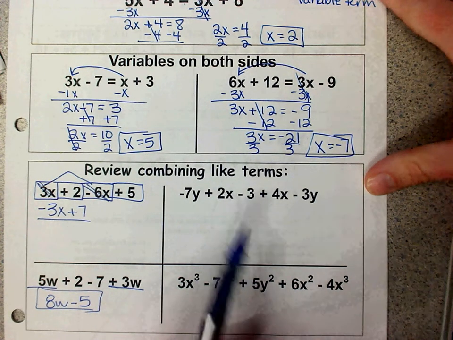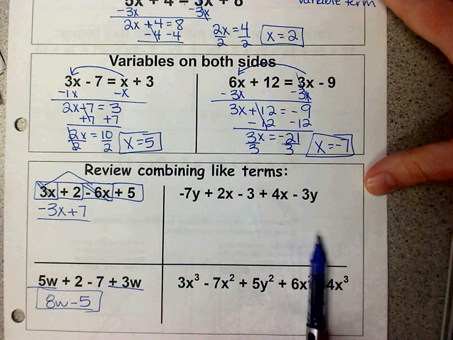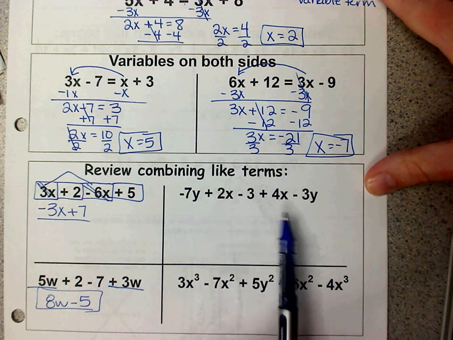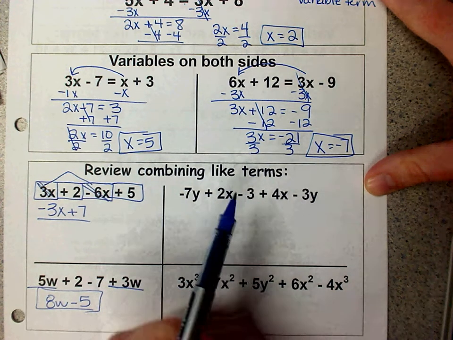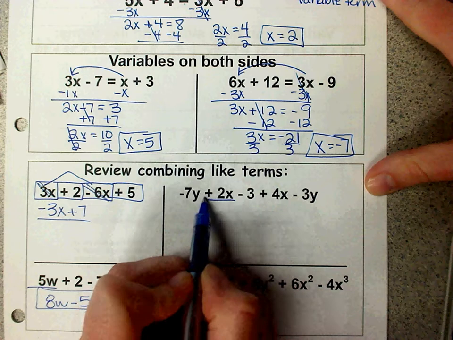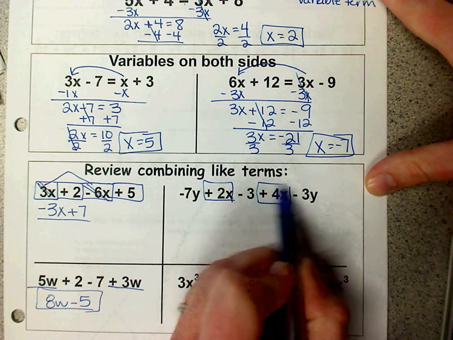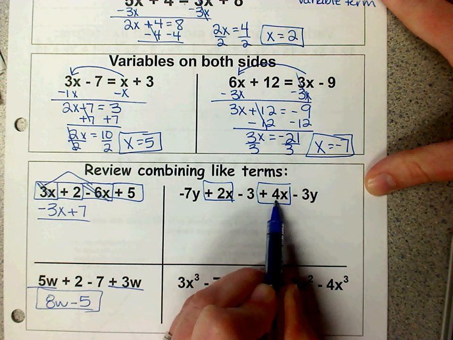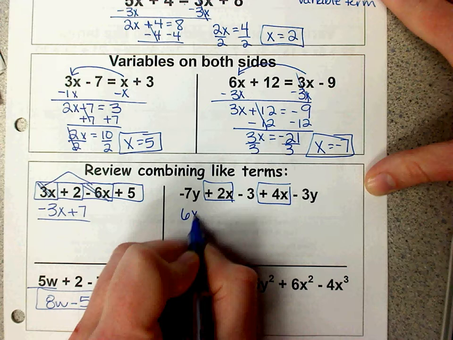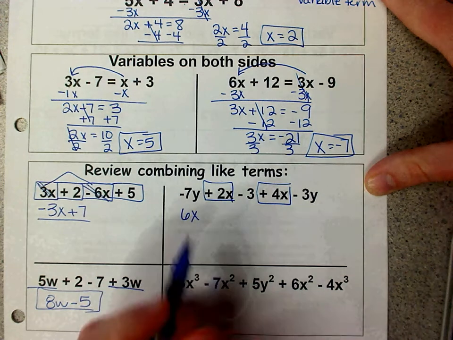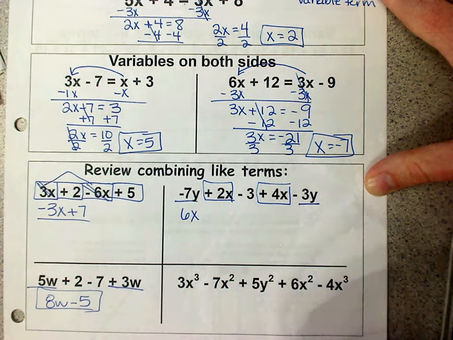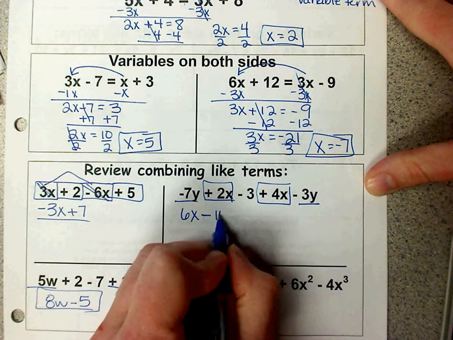Okay, here we have more than one variable. We have x and we have y. So let's start in order. X comes before y, so let's start with our x terms. So 2 plus 4 gives us 6x. Okay, now let's go to y terms. Negative 7 minus 3 gives us negative 10y.